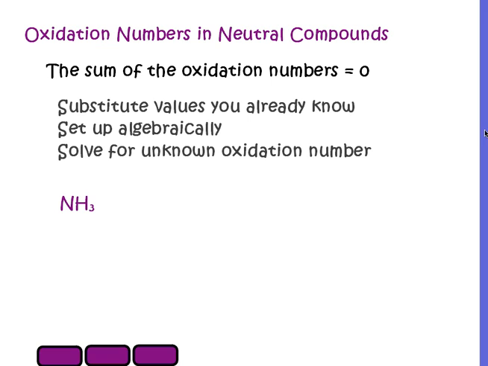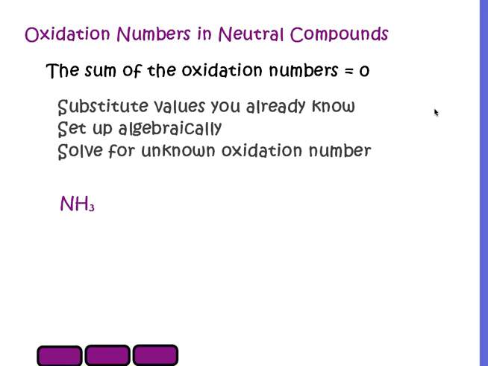So, let's talk about how to figure out what the oxidation number is of different elements when it's in a neutral compound. First thing you need to know is that the sum of all the oxidation numbers for a neutral compound is going to be 0. Because in the end, all of the electrons are going to be accounted for, and they're going to be equal to the number of protons. And I said oxidation numbers are just a way of keeping track of electrons.